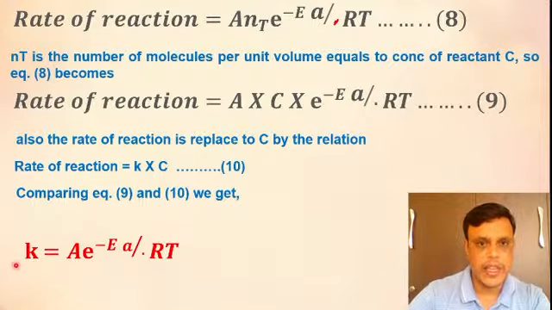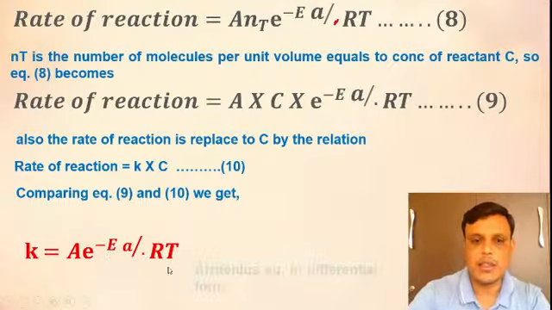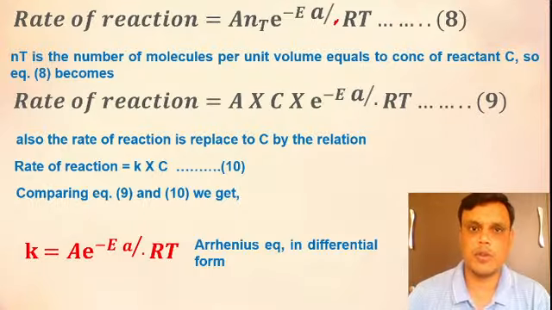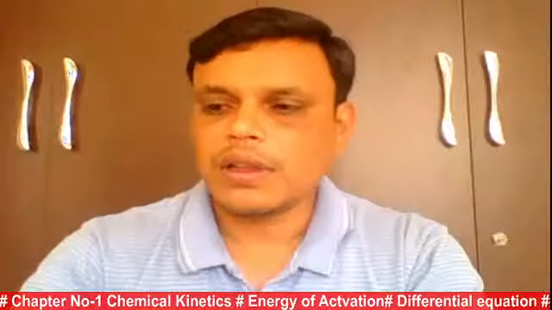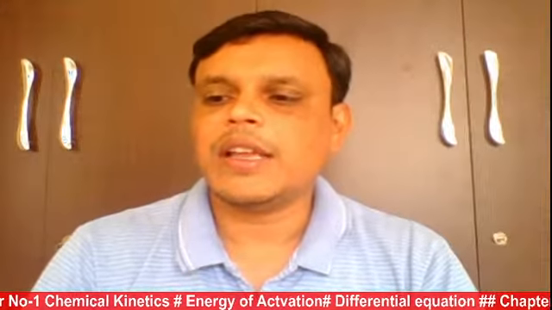K is equal to A into e raised to minus EA by RT, and this is your Arrhenius equation in differential form according to the Maxwell-Boltzmann distribution law. This is your Arrhenius equation. K is equal to A into e raised to minus EA by RT. This is the Arrhenius equation in differential form, according to the Maxwell-Boltzmann distribution law. Okay.